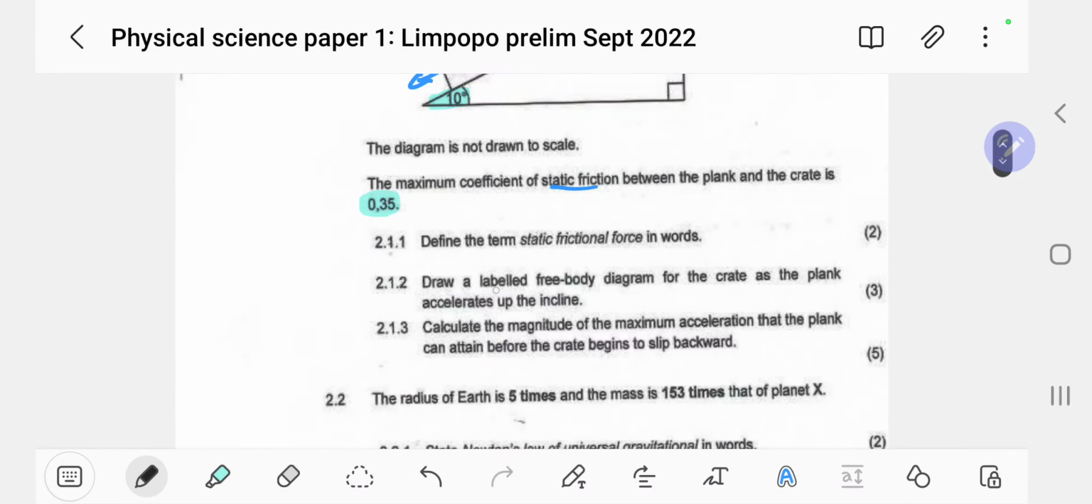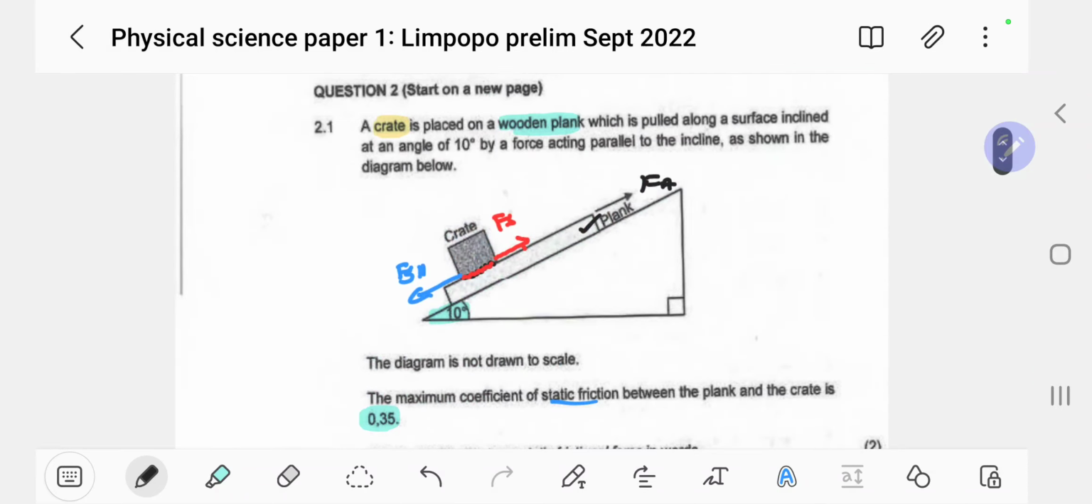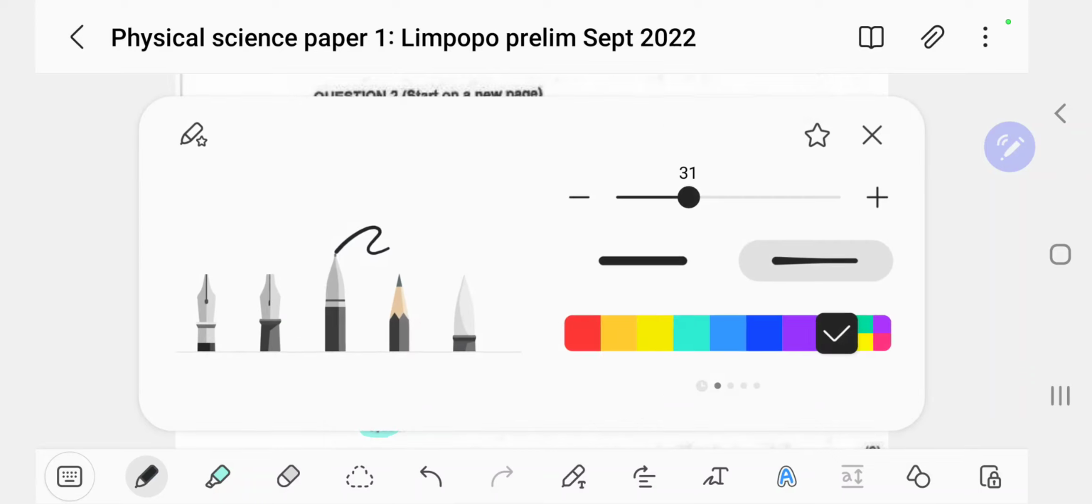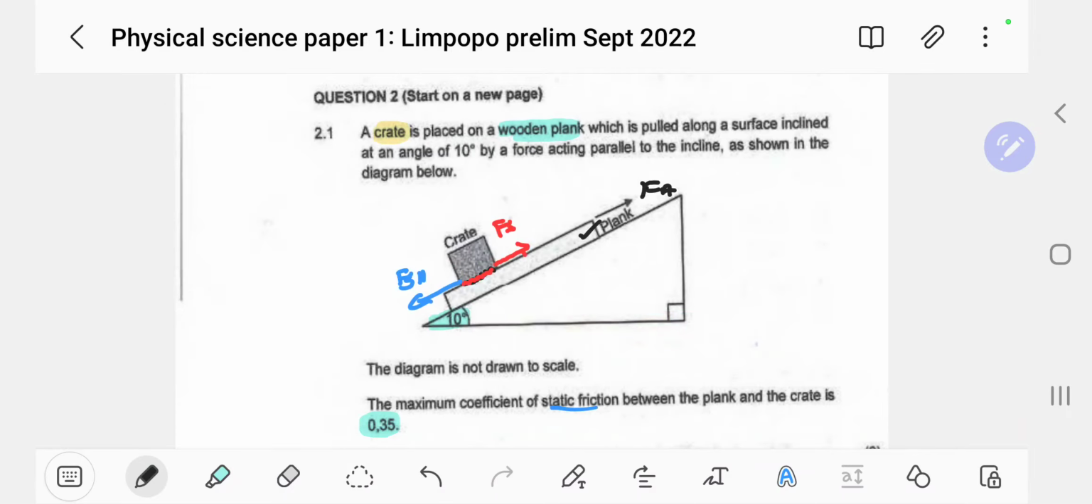Then we are told here, draw a labeled free body diagram of the crate as the plank accelerates up the incline. So we're dealing with the crate. How many forces are acting on the crate? As we established, there are 2 forces primarily acting in the direction of motion of this object. It is the force of gravity, of course the parallel component, and then the frictional force. And then, of course, there's one other force that always acts, the normal force. The normal force will be going that way.